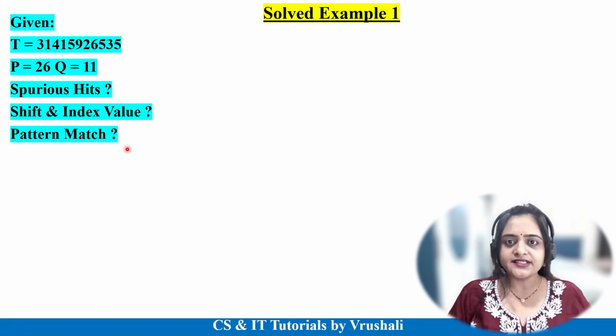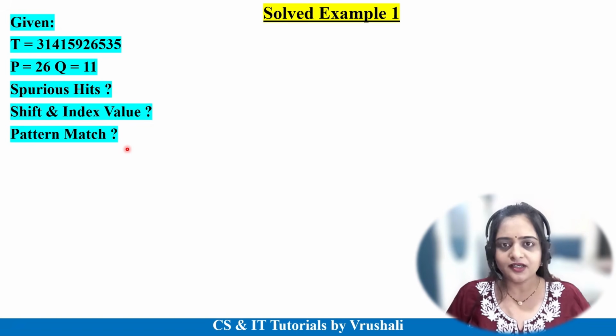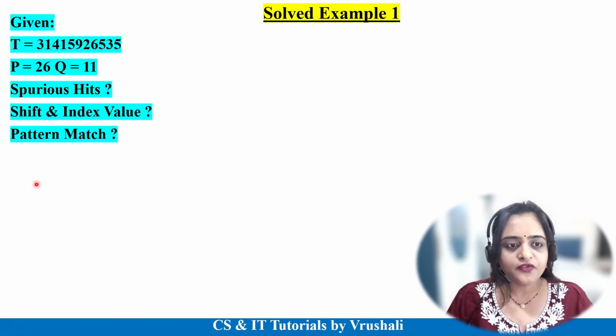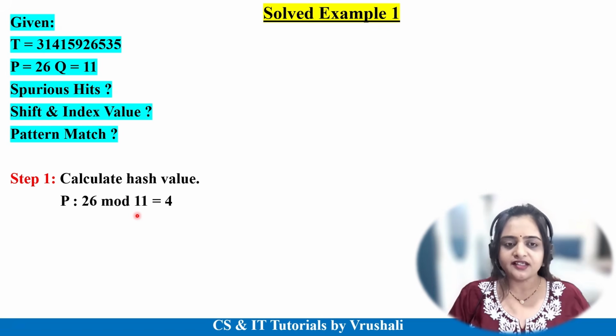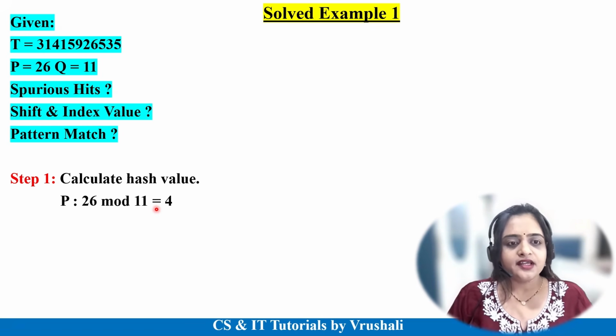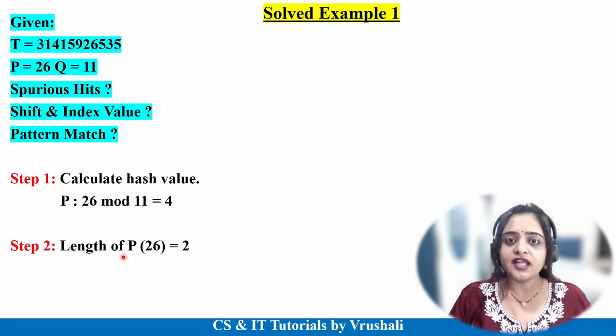So let's see how to solve this example by using the Rabin Karp algorithm. The first step of this algorithm is to calculate the hash value of the pattern. Our pattern P is 26 and the formula of the hash value is P mod Q. So our P is 26, mod Q is 11. So 26 mod 11, the answer is 4. This is the remainder, right? So this is your first step. Now the second step is to find the length of your pattern. Our pattern length is 2 digits, that is 2 and 6.